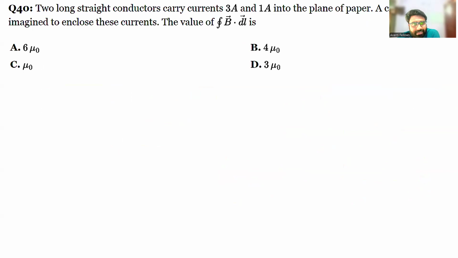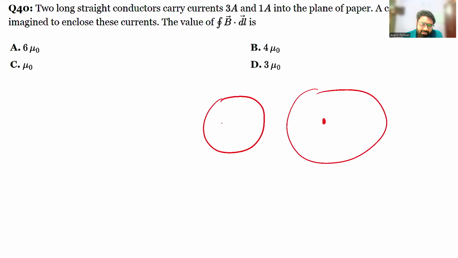Two long straight conductors carry currents of 3 ampere and 1 ampere into the plane of paper. A circular path is imagined to enclose these currents. So we have two values of current. The direction is into the plane of paper. These are the currents. So in a 3D view, you can say that the current is going like this into the plane.